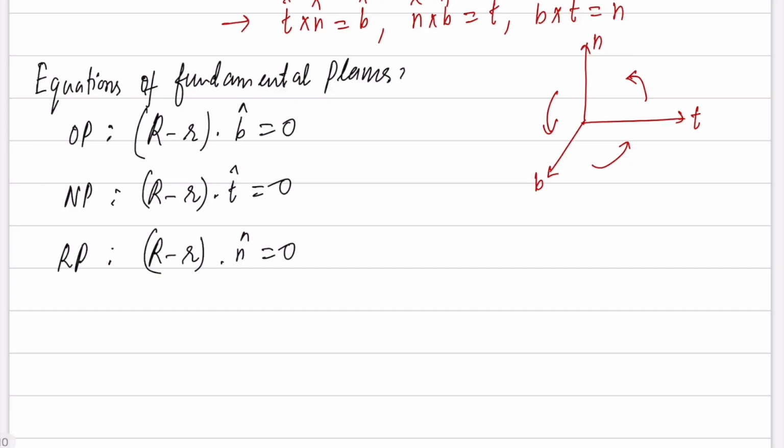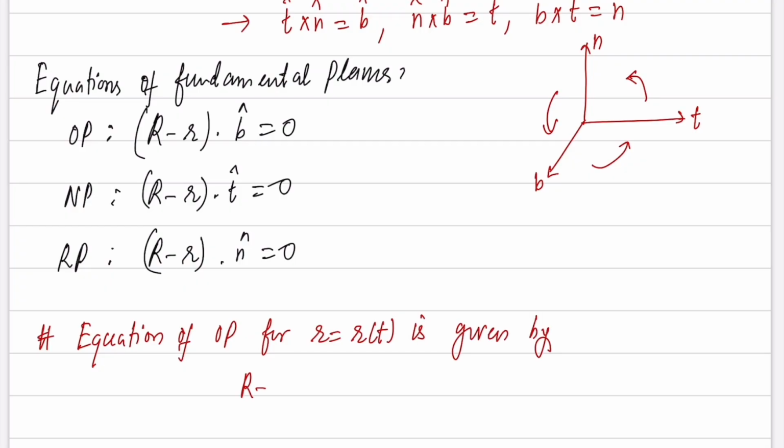We also have a very simple representation of the osculating plane. That's another result: the equation of the osculating plane for r equal to r of t can also be expressed as the triple product of R minus r, r dot, r double dot equal to 0, and this represents the scalar triple product.